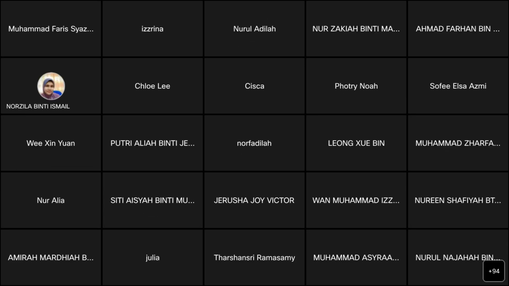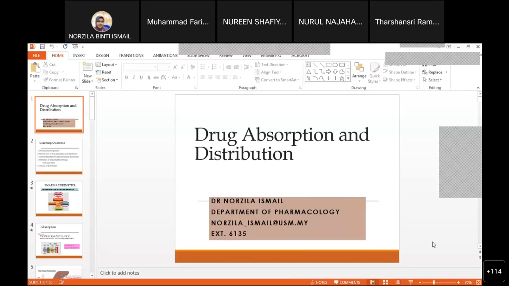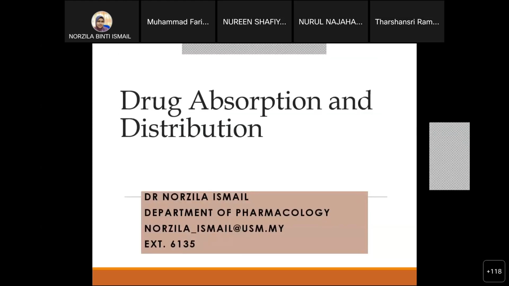What the body does to the drug. Okay, our subject today is part of the pharmacokinetics component. What the body does to the drug. So pharmacokinetics consists of drug absorption, distribution, metabolism, and excretion.